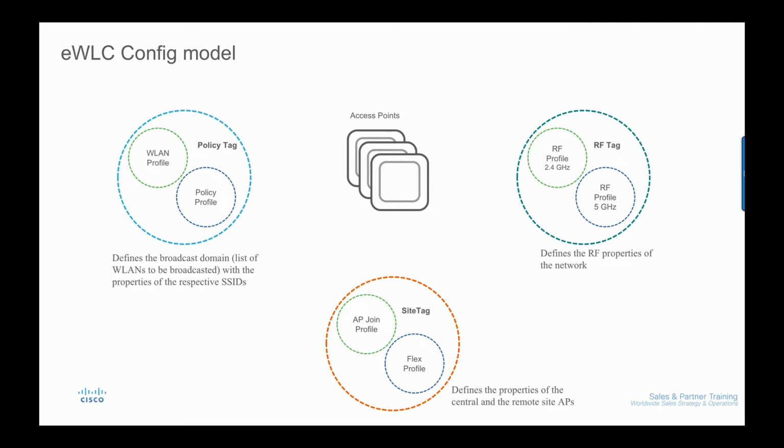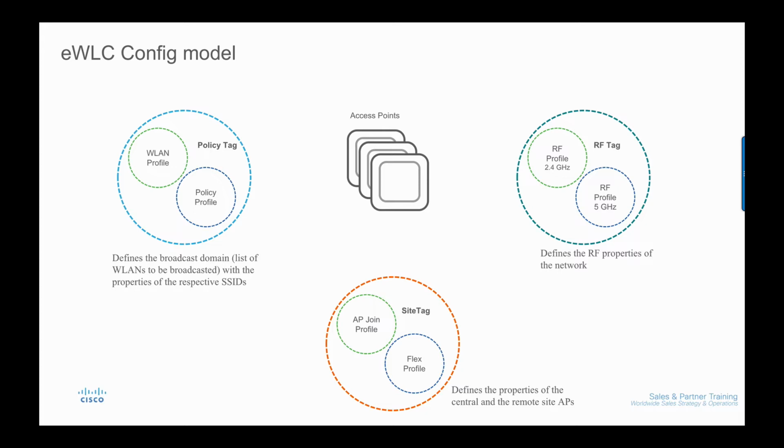The site tag consists of 2 profiles, the flex profile and the AP join profile. The site tag defines the properties of a site, both central as well as remote. The attributes of a site that are common across central and remote site are part of the AP join profile, and the attributes that are specific to the remote site are part of the flex profile. The RF tag is comprised of the 11A and 11B RF profiles.